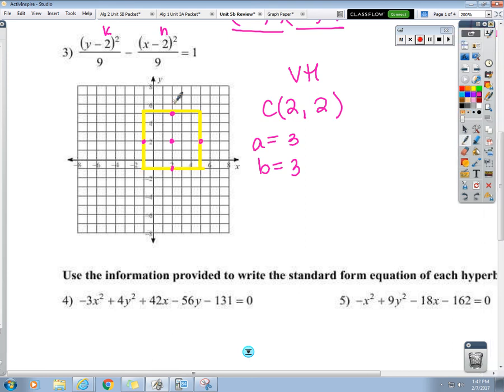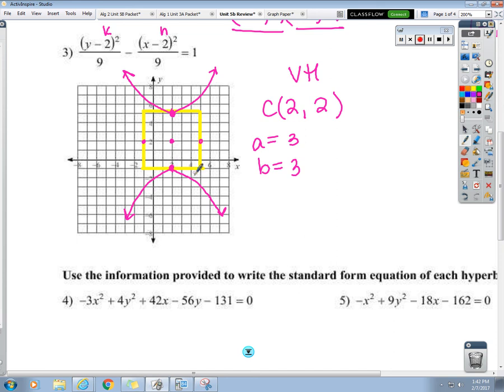Since it's a vertical hyperbola, it'll open up and it'll open down. Okay, those points where I'm starting, this point and that point, are known as the vertices. This is the vertex of that one. This is the vertex of that one. So when there's more than one, you say vertices.